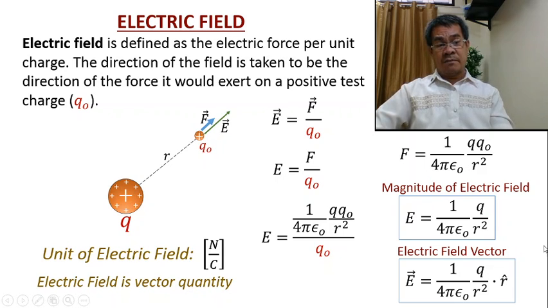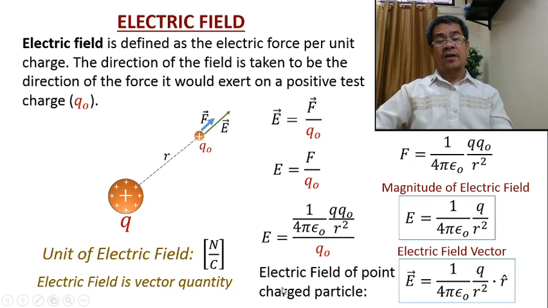These formulas can be applied only for what? For a point charge only. This cannot be applied to a ring charge, a line charge, or a disk charge. This is only for a point charge.